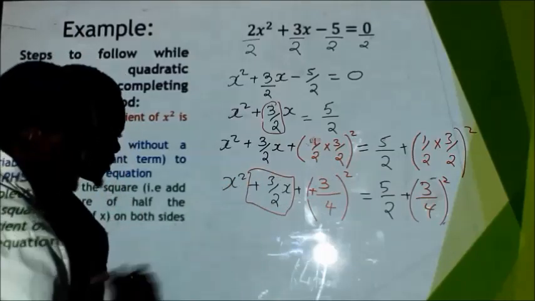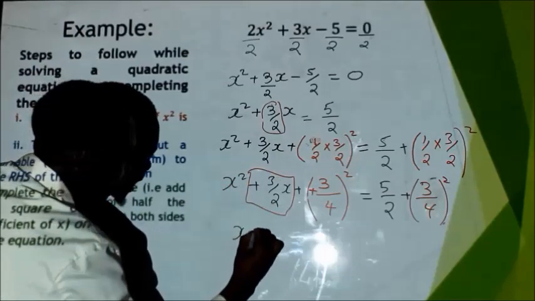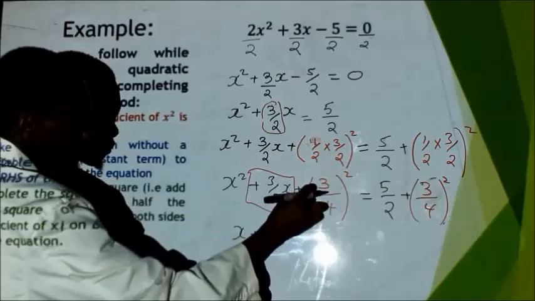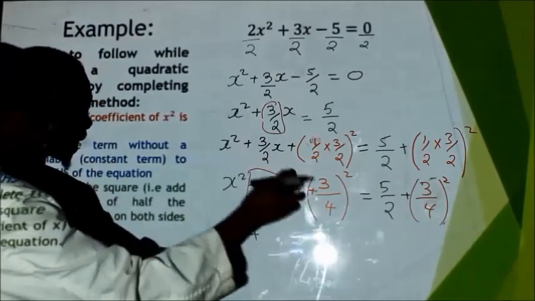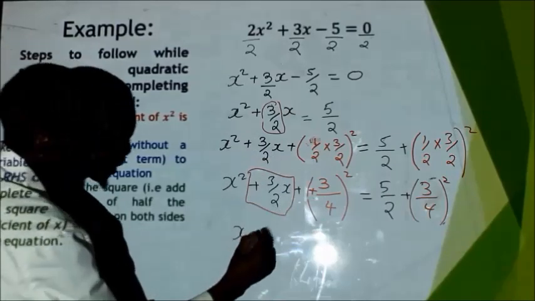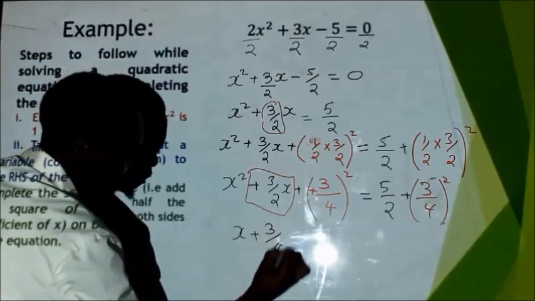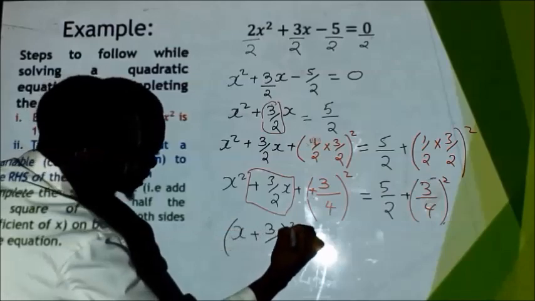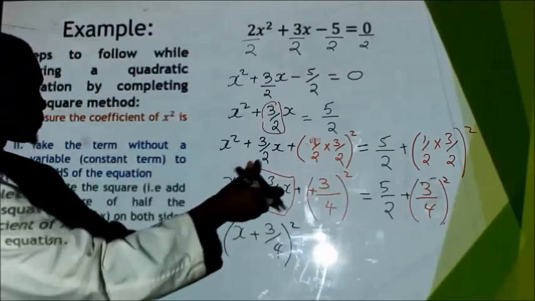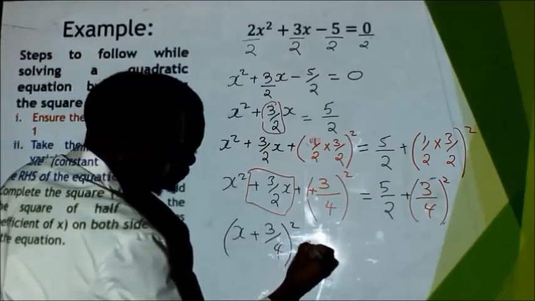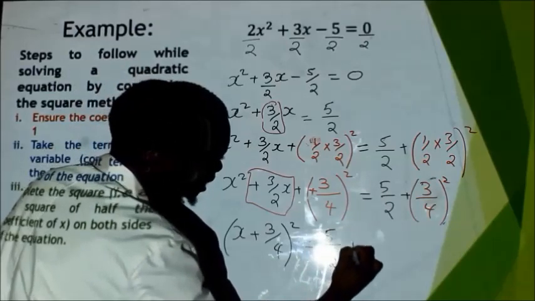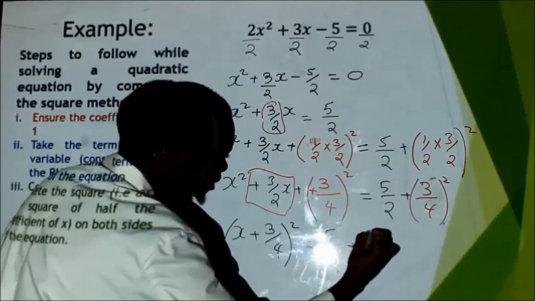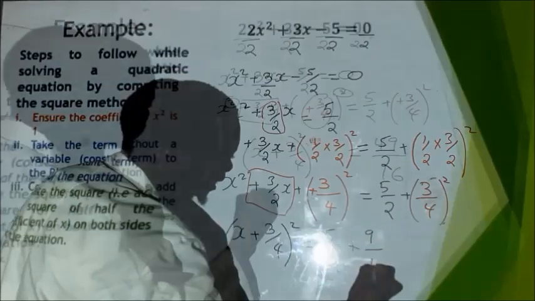So this will be x plus this number here. Of course, this sign is what I'm putting here, the positive sign. If it was negative, you put negative. So plus 3 over 4. This one is squared because this is squared. We drop the middle part, which should give me 5 over 2 plus, you square that term, 9 divided by 16.